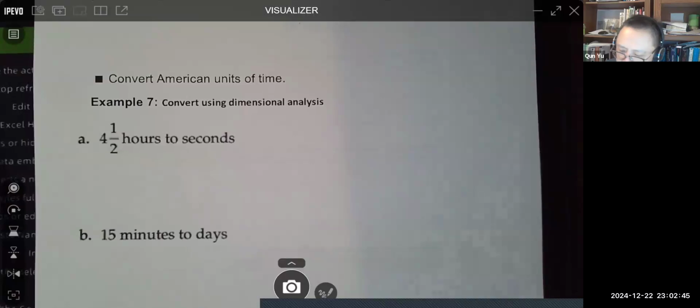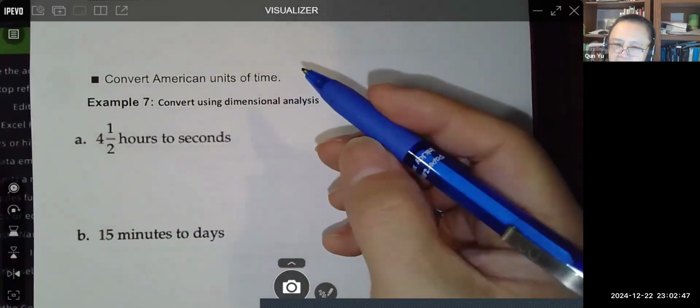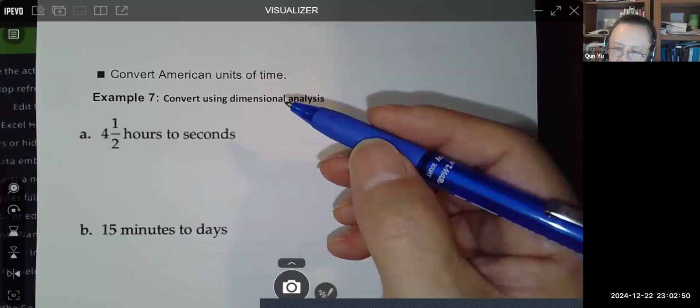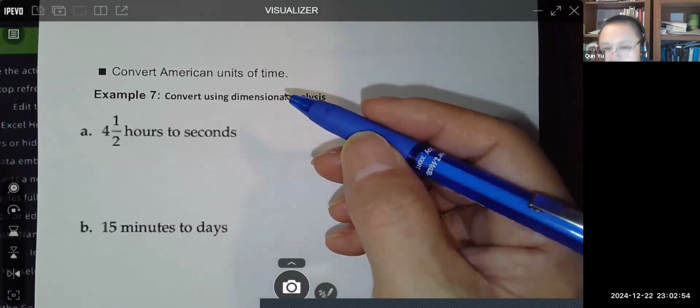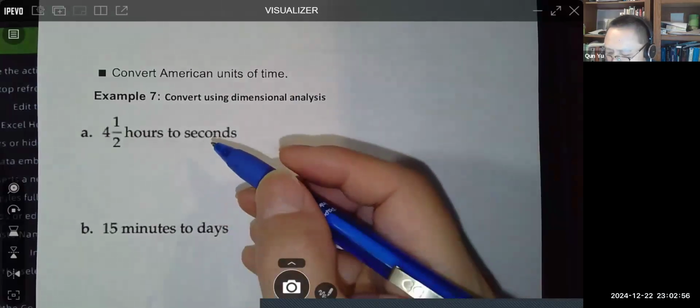Now let's look at time conversions. Nothing is different, the only difference is the conversion factors. We still use the same dimensional analysis method. And this is the last page actually.